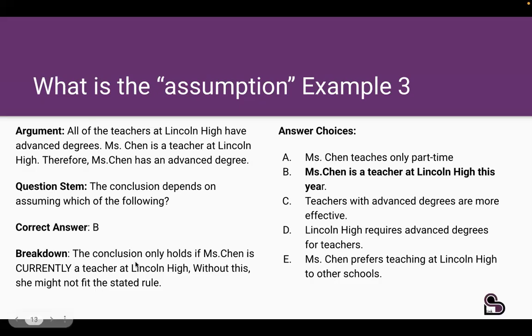Breakdown: the conclusion only holds if Miss Chen is currently a teacher at Lincoln High. Without this, she might not fit the stated rule. 100%. So it's B. You see how this works? Assumption questions become very easy once you see what they're looking for.